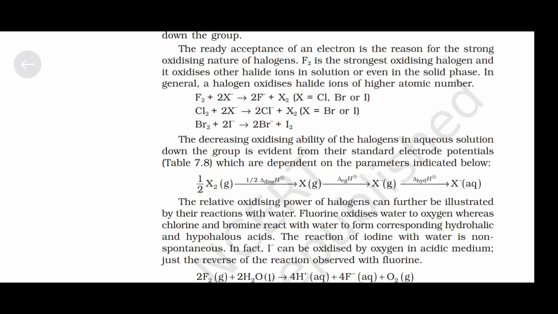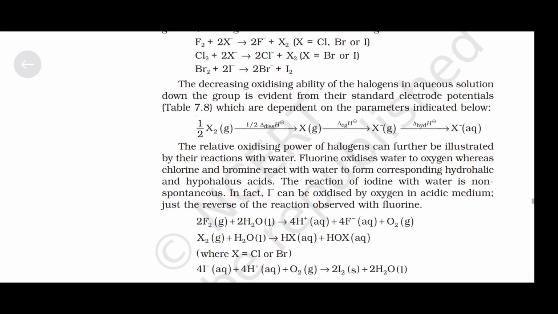So F2 plus 2X minus, this X can be chlorine, bromine or iodine. तो क्या हो जाएगा, 2F minus and X2 will be released. ठीक है, तो ऑक्सीडेशन हो रहा है of the higher halide. The decreasing oxidizing ability of the halogens in aqueous solution down the group is evident from their standard electrode potential, table 7.8, which are dependent on the parameters indicated below.